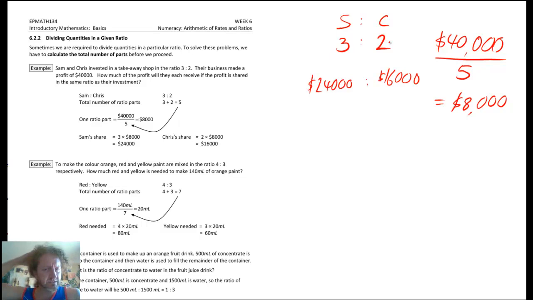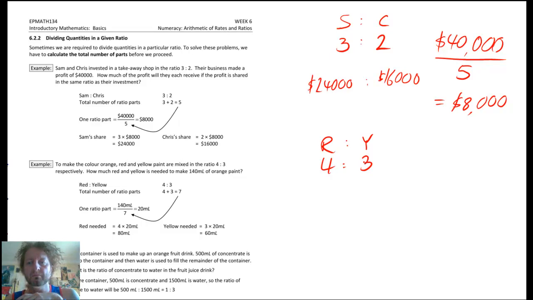It's a ratio of colours. To make the colour orange, red and yellow paint are mixed in the ratio 4:3. So 4 bits of red for 3 bits of yellow for this particular type of orange. How much red and yellow is needed to make 140 mils of orange paint?